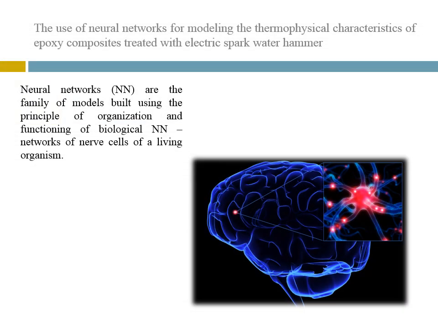Neural networks are a family of models built using the principle of organization and functioning of biological neural networks of nerve cells of living organisms. A neural network is one of the machine learning algorithms where the computer learns to solve different problems by analyzing examples of a training dataset. They can also predict new data that the system has not seen.